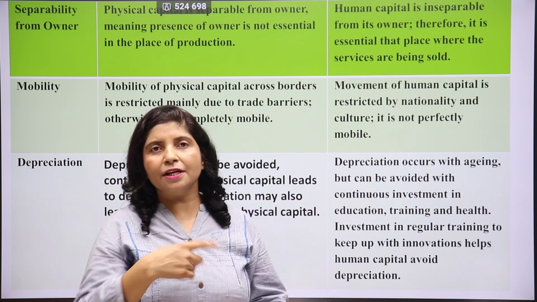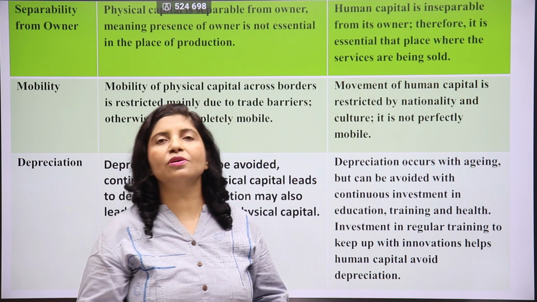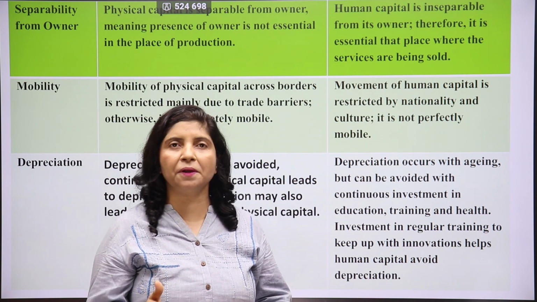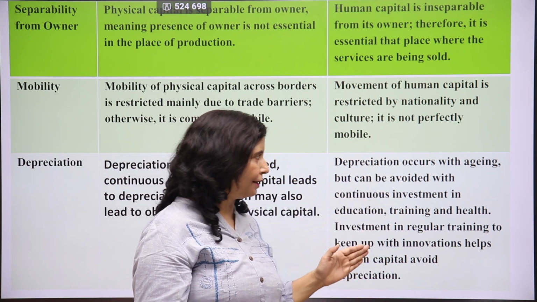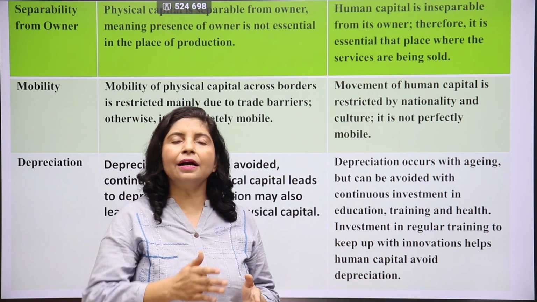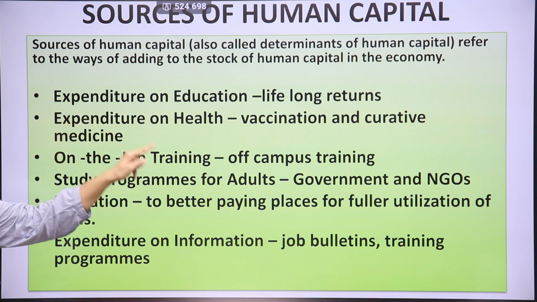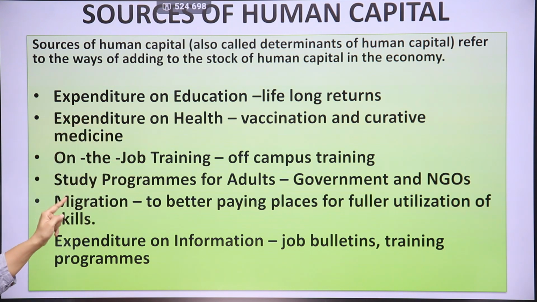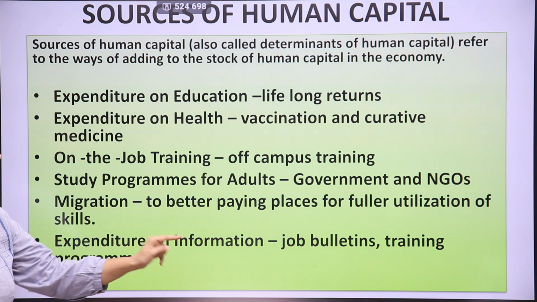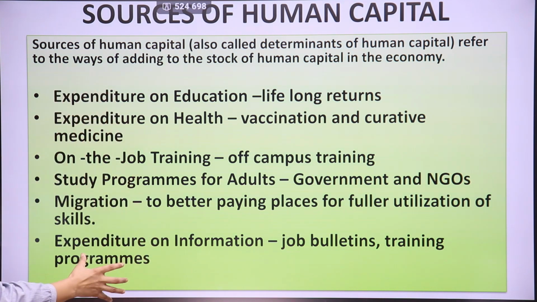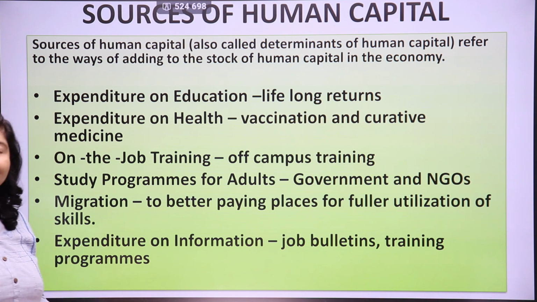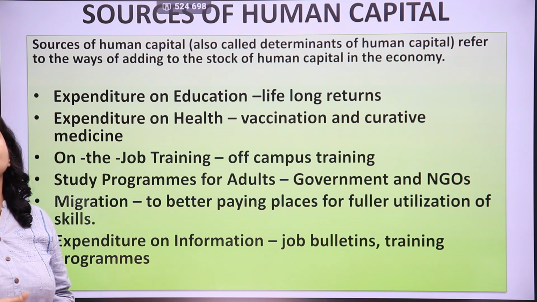Wow, they can be educated, more degrees can be taken, more skills can be acquired, they can gain more experience. So depreciation in them can be avoided up to a certain limit. Okay. Sources of human capital, or determinants of human capital. Number 1, expenditure on education, expenditure on health, on the job training, study programs for adults, migration, expenditure on information. All these are the factors which lead to adding more expertise and skills in human beings.